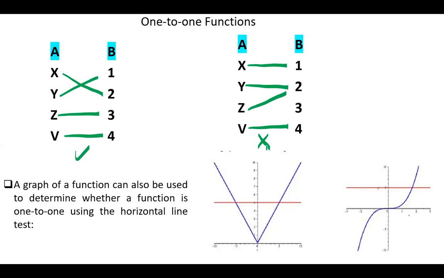A graph of a function can also be used to determine whether a function is one-to-one using the horizontal line test. In the first graph, the horizontal line intersects with the graph in 2 points, so the function is not one-to-one. However, in the second graph, the horizontal line intersects with the graph in only 1 point, so this function is a one-to-one function.